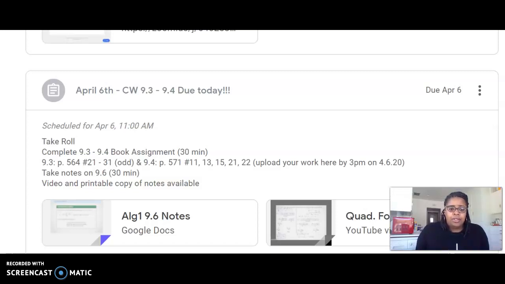And then after you do the classwork, I'm going to have you take notes on 9.6, which is the quadratic formula, and pretty user-friendly for most folks as well. That's about it for Monday.